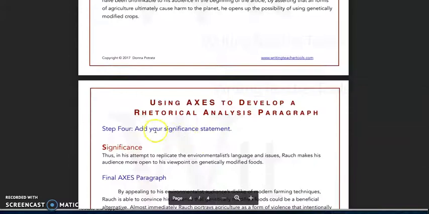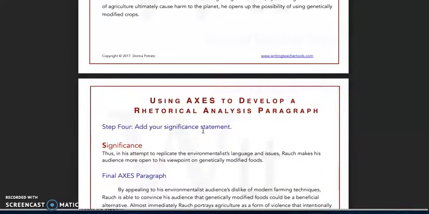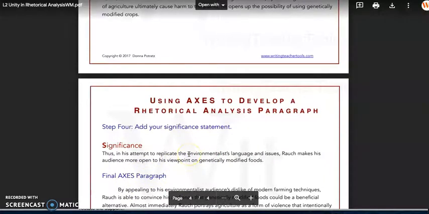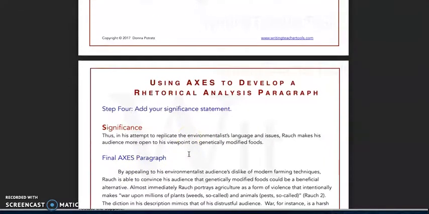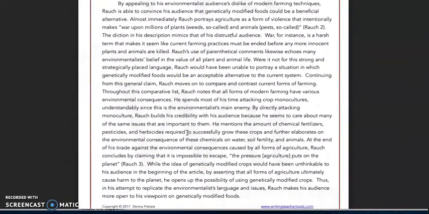And then finally, we add that significance statement. A lot of people forget this. Don't forget this. If you're really striving for an A on this essay, you'll have good, strong significance statements. Think about your topic sentence, think about your thesis, and talk about why that topic sentence idea or assertion idea was important to the overall thesis concept. And then we have our final AXES paragraph.